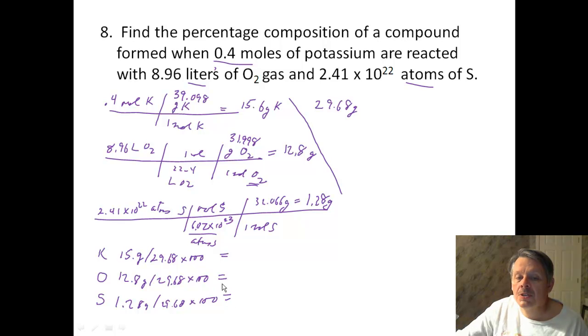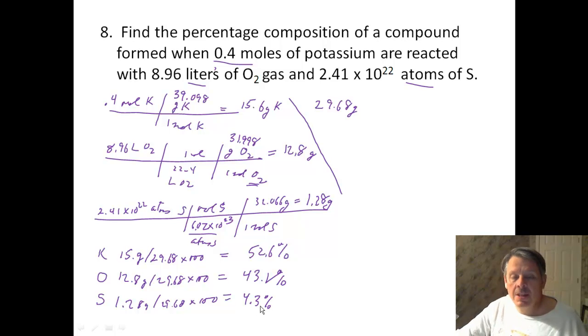So what does this give me for KOS? It gives me 52.6%. It gives me 43.1%. And it gives me 4.3%. All right, and that's all 8 of them.